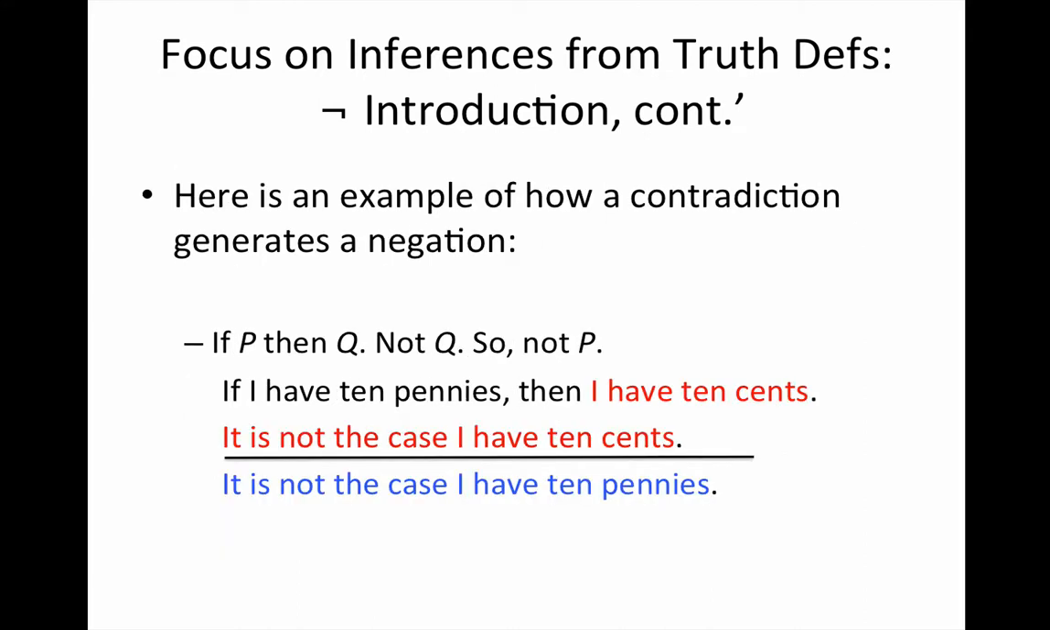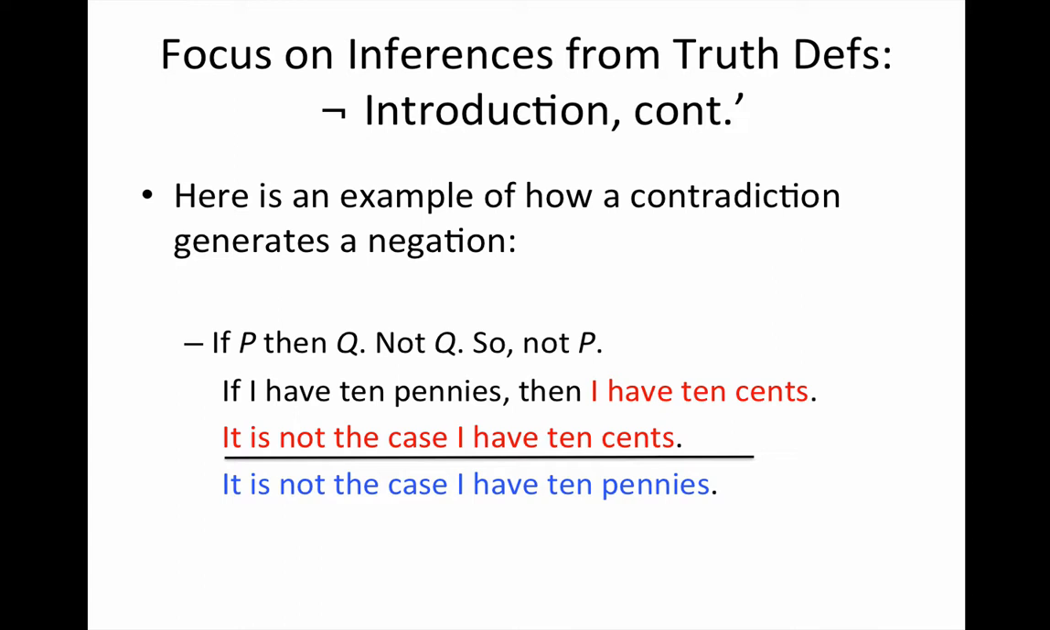So here's an example with which you're already familiar. You have the following structure, and then I've given you an example. So the structure is this: if P, then Q, not Q, so not P. Here's the example. If I have 10 pennies, then I have 10 cents. It's not the case that I have 10 cents. Therefore, it's not the case that I have 10 pennies. Notice that the two sentences in red are contradictories, and the contradictories generate a contradiction of, in this case, the hypothesis that I have 10 pennies.